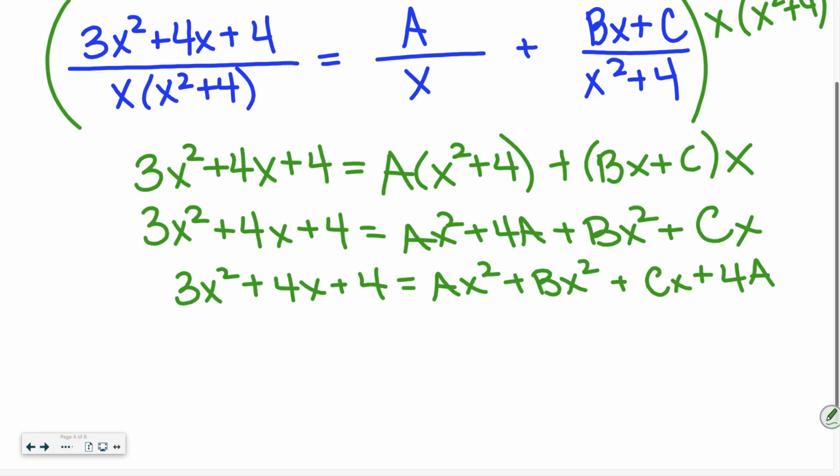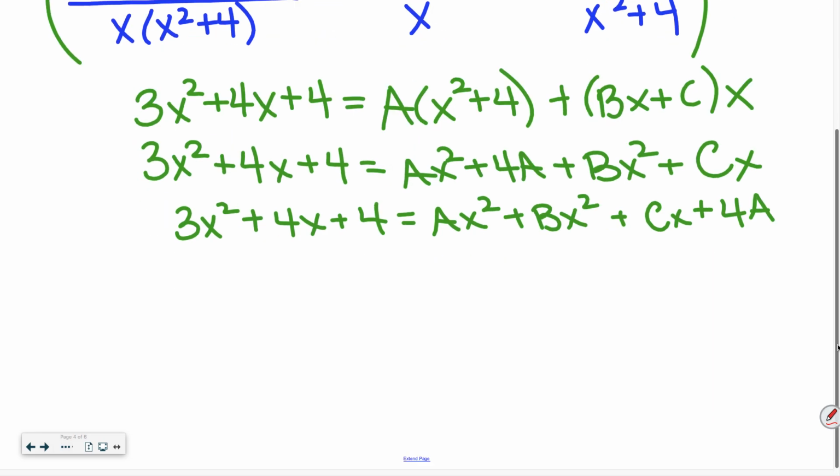So I call this method comparing coefficients, okay? If I have 3x squared plus 4x plus 4, I need 3x squared plus 4x plus 4 on the other side. So if I have 3x squared here, that also needs to be 3x squared. So I'm going to write a plus b should equal 3. When those two get added together, it should equal 3 because that's the coefficient of the x squared. Okay.